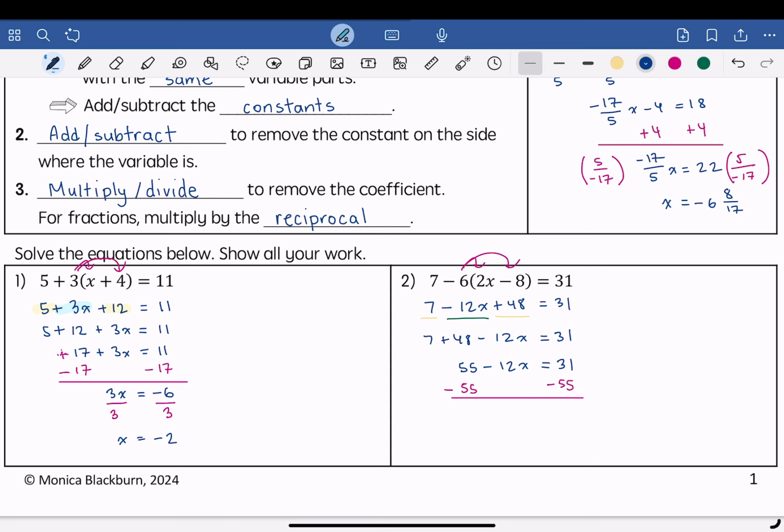Then I can rewrite negative 12x is equal to 31 minus 55, which is negative 24. So now I'm going to divide both sides by negative 12, because negative 12 divided by negative 12 is 1. Therefore, I'm isolating the x. And negative 24 divided by negative 12 will give me x is equal to positive 2, because a negative divided by a negative gives me a positive.